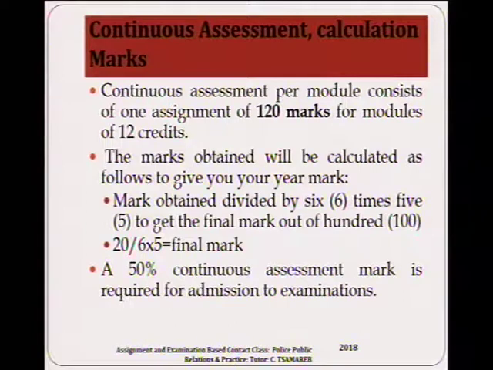We will look at your continuous assessment and the calculation of your marks. Continuous assessment, for this subject, is only one assignment that amounts to 120 marks. From the 120 marks, the contribution that the continuous assessment has to your final mark is a 40% weight. The mark obtained will be calculated as follows: if you obtain, for instance, 20, it will be divided by 6 times 5 to get a final mark out of 100. A 50% continuous assessment mark is required for admission to the exam. So if you score less than 50%, you will not be allowed to write the exam.